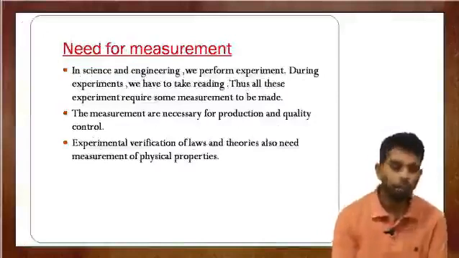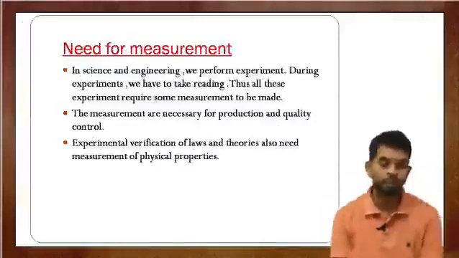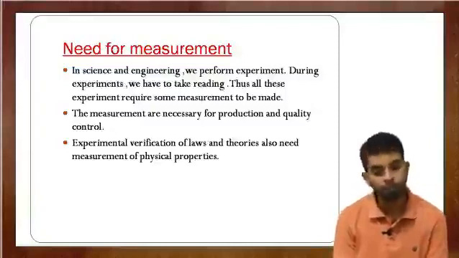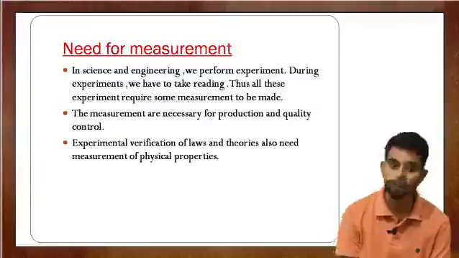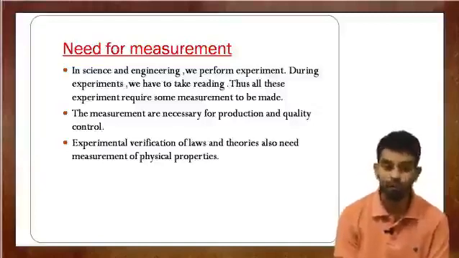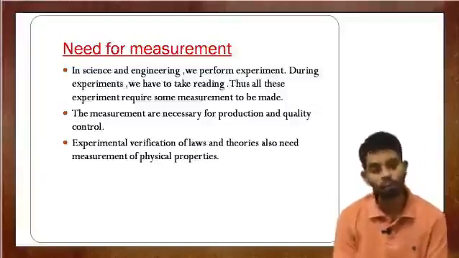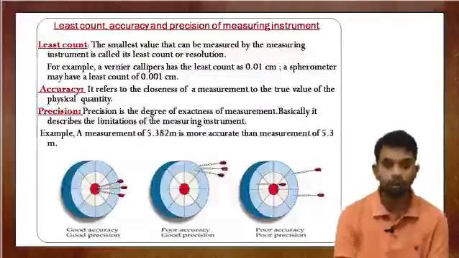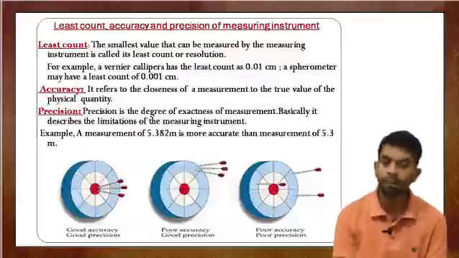And what is the need of measurement? As we know, in science and engineering, we perform experiments. During an experiment, we have to take readings. Thus, all these experiments require some measurement to be made. The measurements are necessary for production and quality control also, and experimental verification of laws and theories also need measurement of physical properties. Now, I'll discuss the least count, accuracy and precision of a measuring instrument.